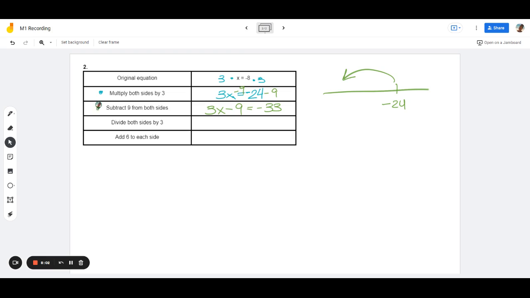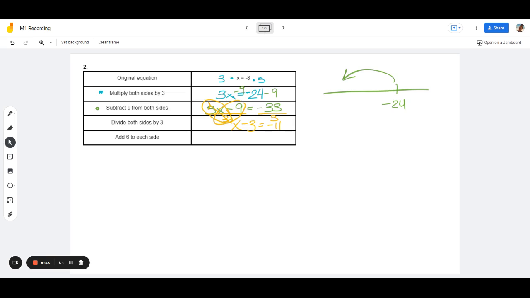And then we want to divide both sides by 3. So the entire left-hand side, the entire right-hand side divided by 3. Well, what does that look like? We can think of this in kind of two parts, right? 3x over 3 will become 1x, which we just write as x. We have negative 9 over 3, positive 3, which will give us negative 3. A negative 9 divided by positive 3 will give us a negative number. And then negative 33 divided by positive 3 will give us negative 11. So now we have x minus 3 is equal to negative 11.